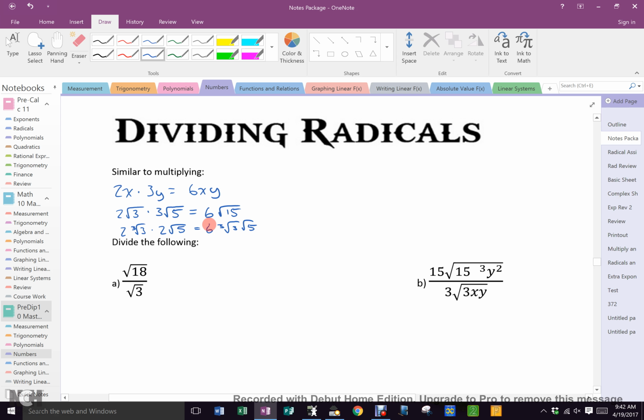Oh, yeah, of course, I mean 4. Right? That's multiplying. Everyone's cool? And all that comes from the XY rules, right? Okay, dividing is very similar.